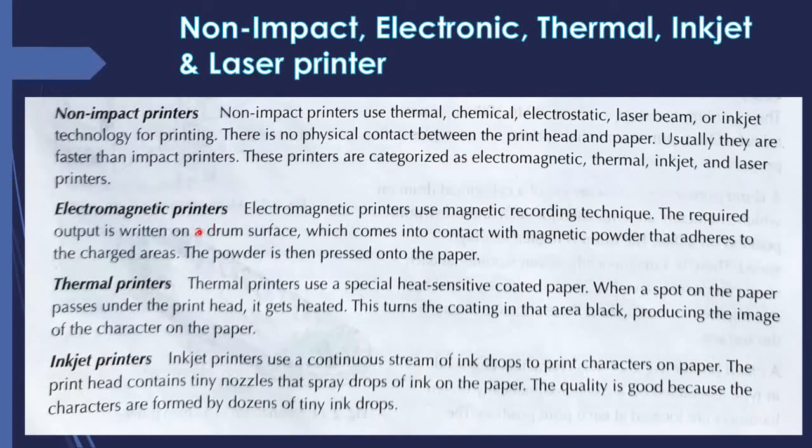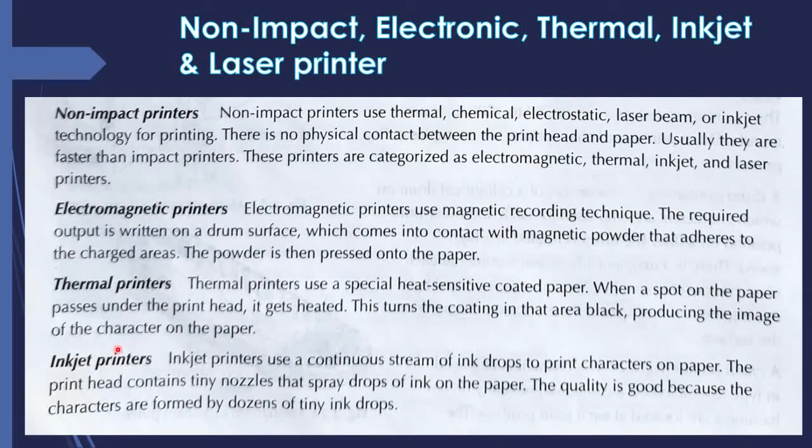Under that, the first one is electromagnetic printers. Magnetic recording techniques are used. The required output is written on a drum surface, which comes into contact with magnetic powder that adheres to charged areas. The powder is then pressed on the paper. After that only we will get a printout.